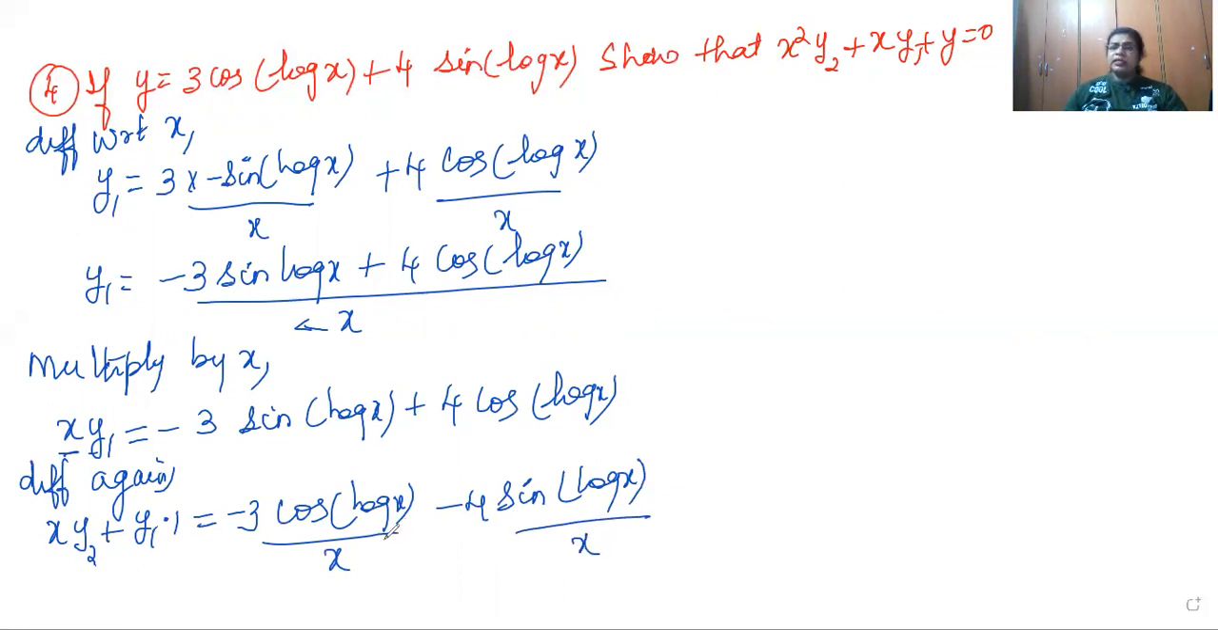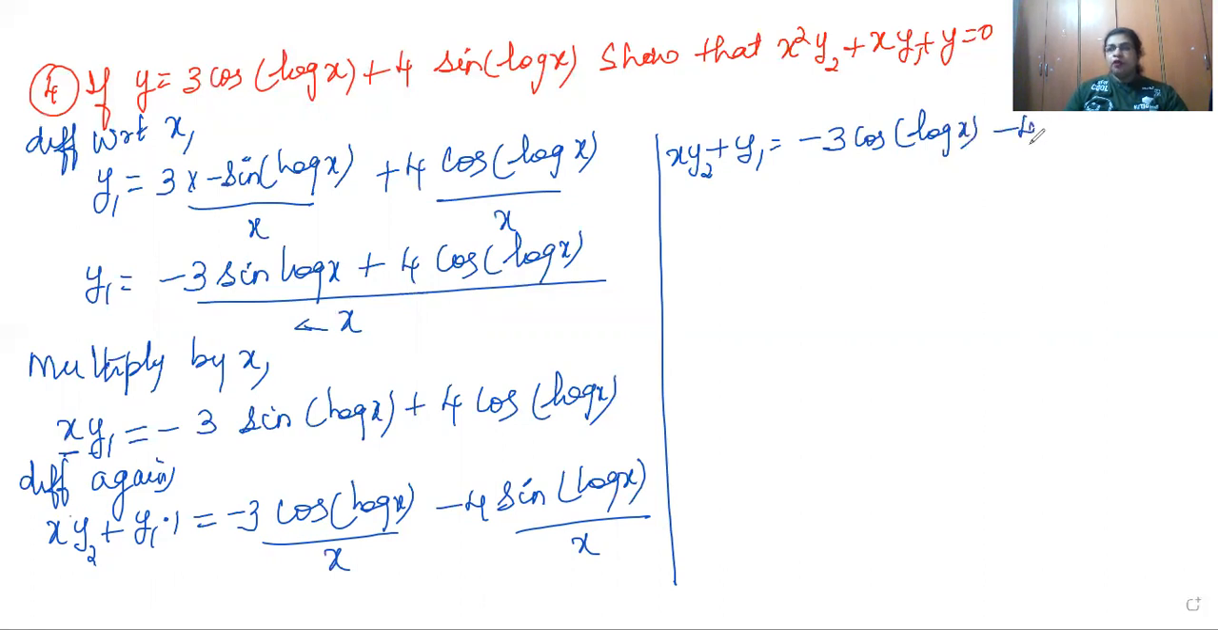Now once again you can see x common and then you multiply by x. So when you multiply to the left side, remember there are 2 terms. So both the terms should be multiplied by x. So we are getting x into y2 plus y1 is equal to minus 3 cos log x minus 4 sin log x, whole divided by x.